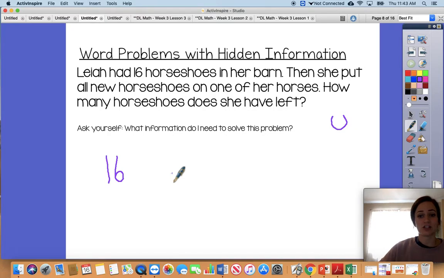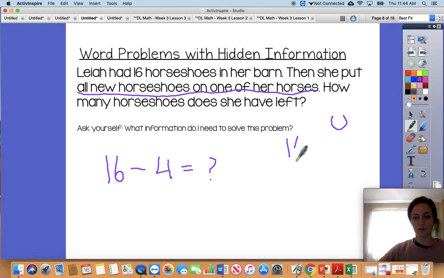We need to know how many she used on one of her horses, right? It says she put all new horseshoes on one of her horses. So if she put all new ones on every foot of that horse, how many did she use? 4, right? Because horses have 4 hooves. I'm not even going to try to draw a little picture of a horse, but if you have a horse that has 4 feet or 4 hooves, so she used 4 of them, and then we're going to find out how many she has left, okay?